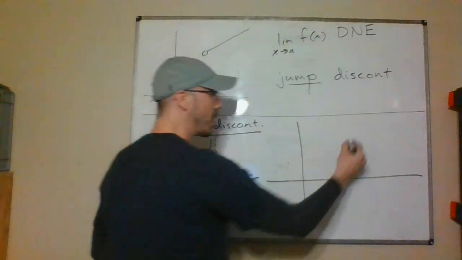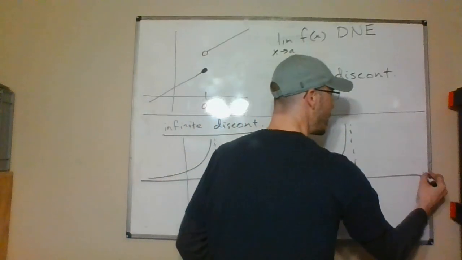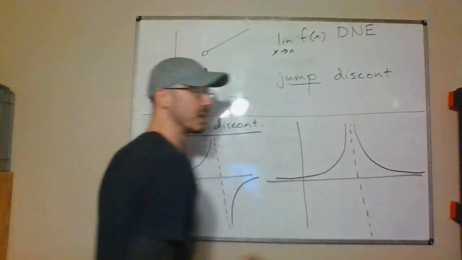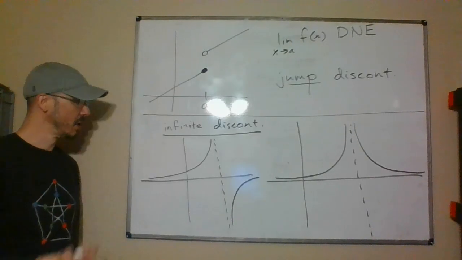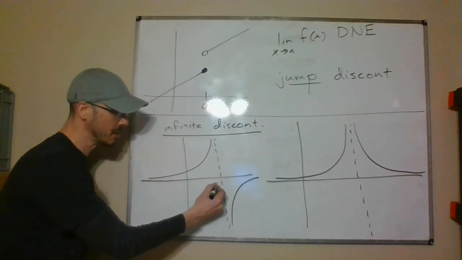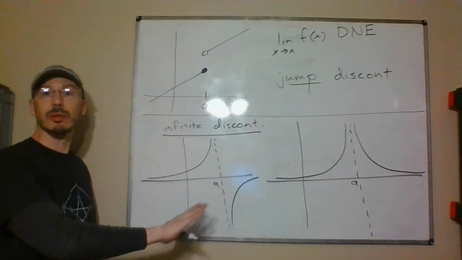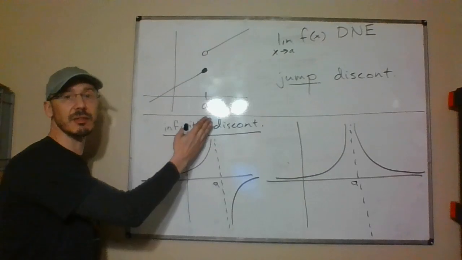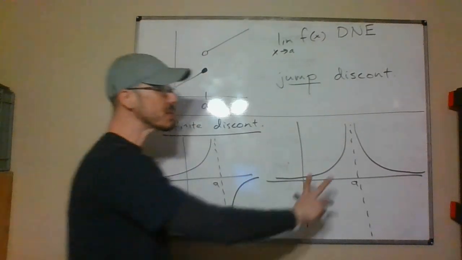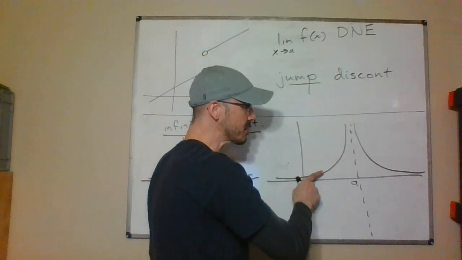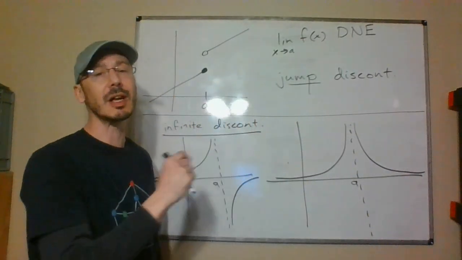For this one, I want to do something similar, except my limit from the left is infinity and my limit from the right is also infinity. So this limit at this value a plain old doesn't exist. It goes to positive infinity from this way, negative infinity from this way. They don't line up. For this one, they do line up. This one, the limit is infinity. This one, the limit is infinity. They're equal, but they're not equal to a real number.